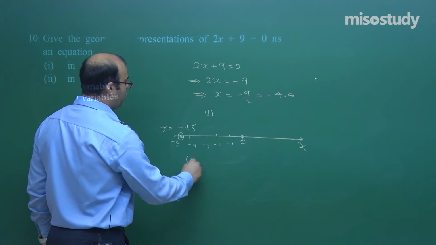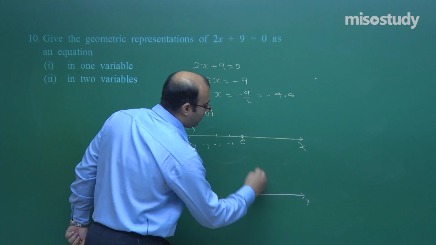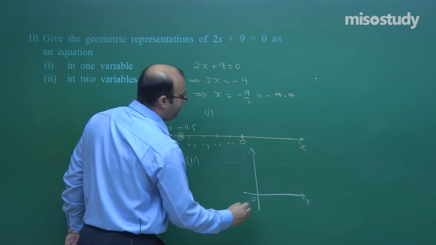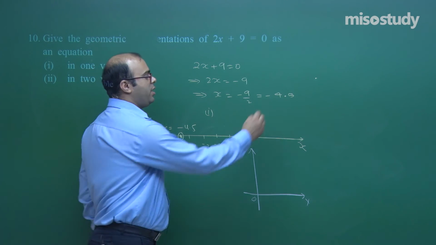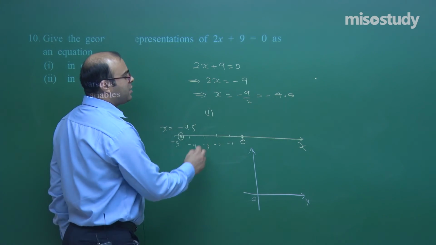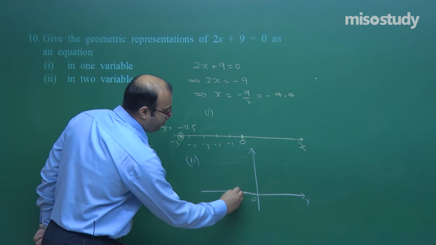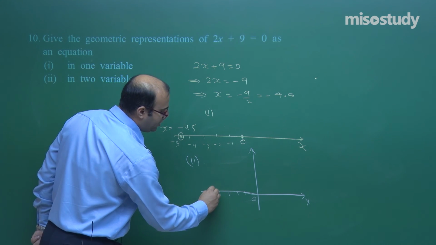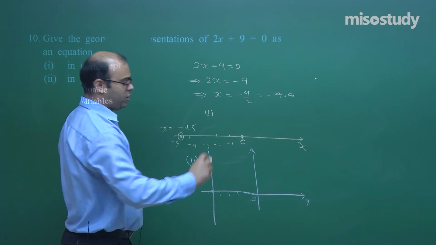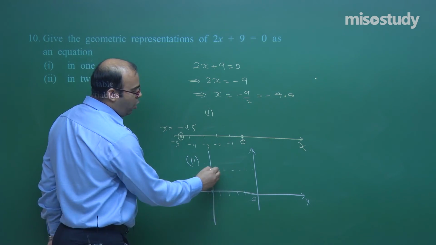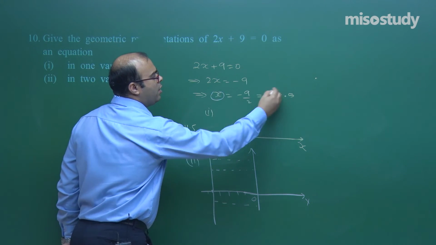But if it is a 2 variable case, the second case, then we take an x-axis, we take a y-axis, and we want to write the equation of x is equal to minus 9 by 2, that is minus 4.5, which means that x is always minus 4.5. So here, 1, 2, 3, 4, 5, here is minus 4.5. Here we will draw a line parallel to the y-axis, because on this line all the points are at the distance x is equal to minus 4.5.